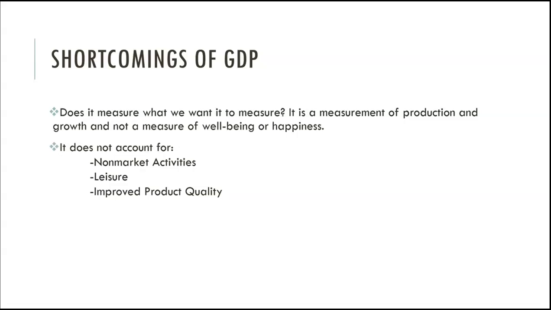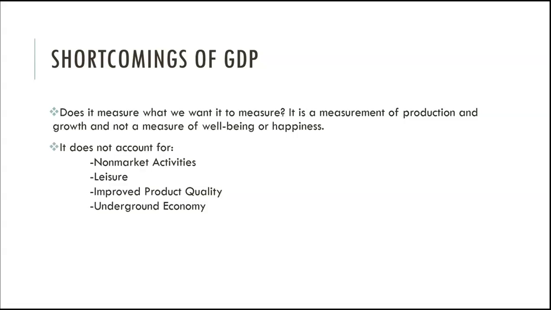Oftentimes it doesn't account for improved product quality. So it may be that you have a cell phone in your basket of goods for the CPI, but cell phones today are better than they were 5 years ago or 10 years ago. So improved product quality is not always measured, especially when we're looking at how it's just prices and quantities.